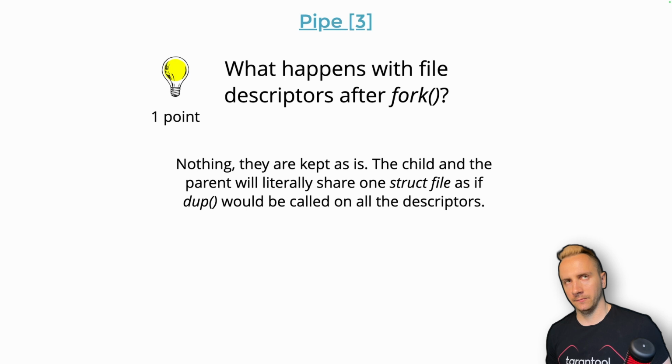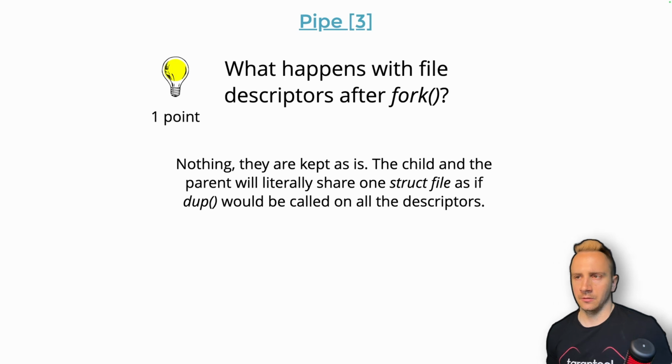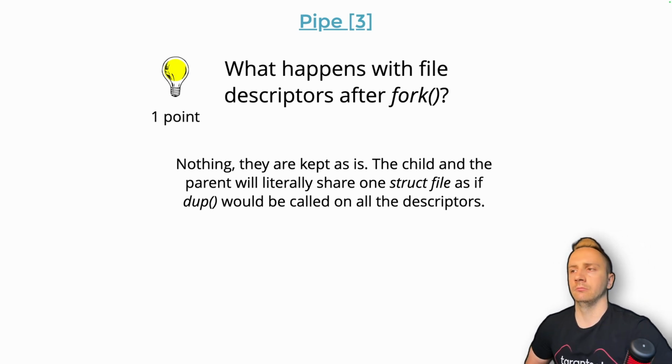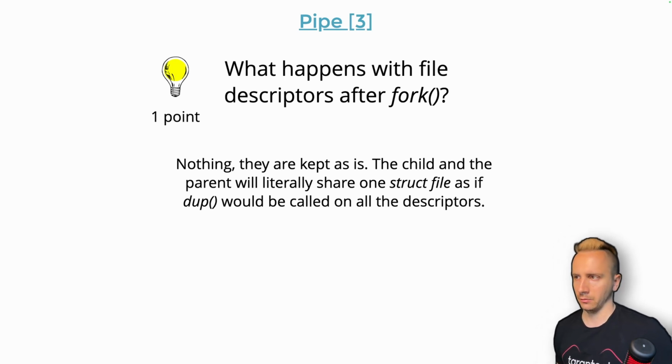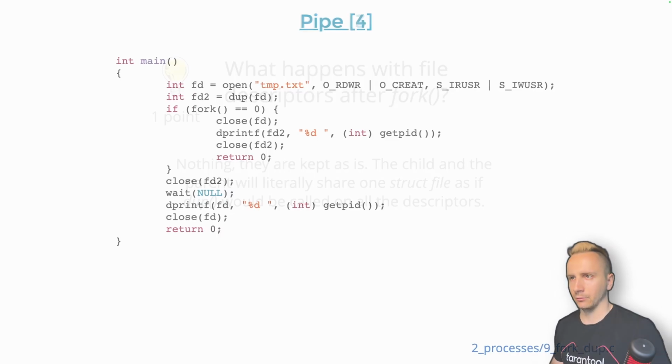Imagine parent opened the file and got a file descriptor fd. Then you call fork. And then fd also exists in the child. fd in the child and fd in the parent will be two different references to the same file descriptor in the kernel. They will literally share one struct file. And you can use it to your advantage for some interesting scenarios.